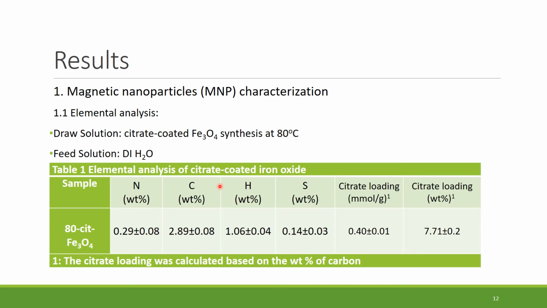Just focus on the citric-coated magnetite type, which was synthesized at 80 degrees Celsius because, among different trials, this type showed the highest performance. While the feed solution was fresh water. So the first one is some elemental analysis, you can see the mass ratio. Well, very important is the citrate loading. The results show that about 8% of the weight of citrate was coated on the magnetite, while the concentration per gram is about 0.4 millimole.